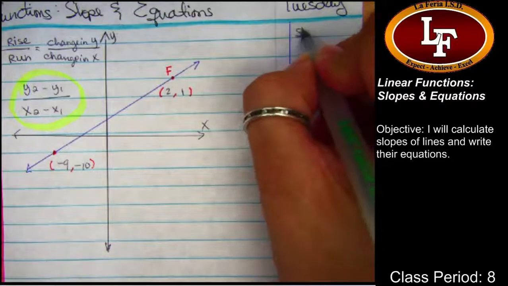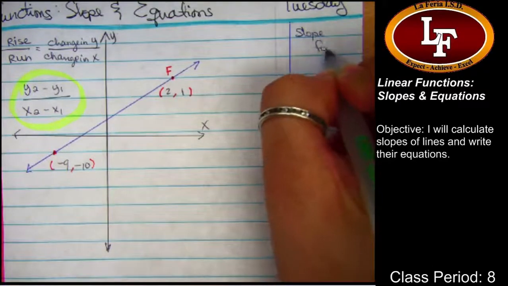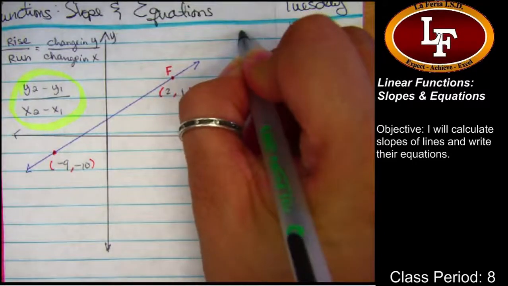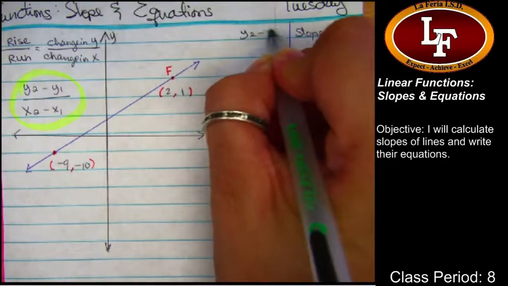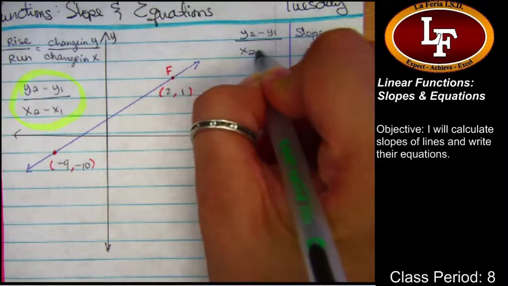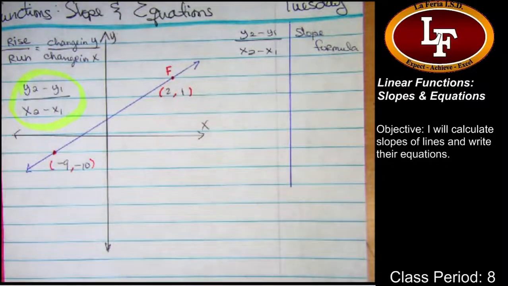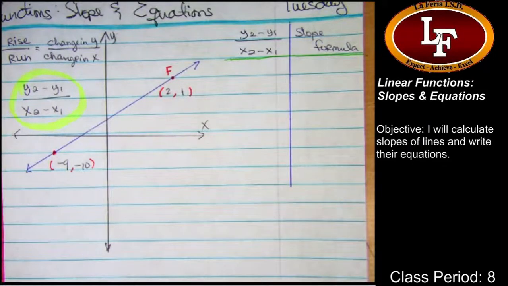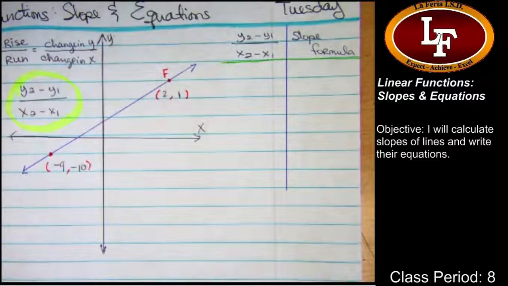So we're going to start with the slope formula. What's the slope formula again? y2 minus y1 over x2 minus x1. Lovely. What does that equal? There's our slope formula.